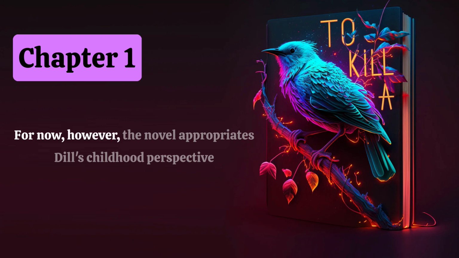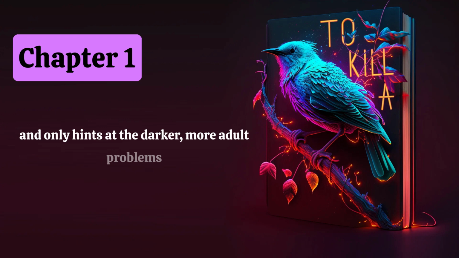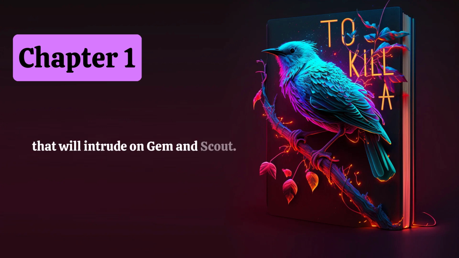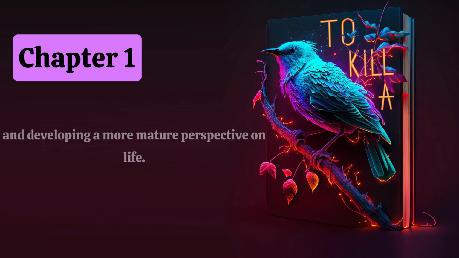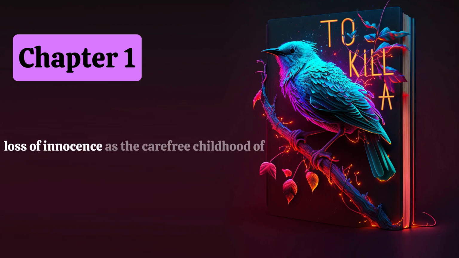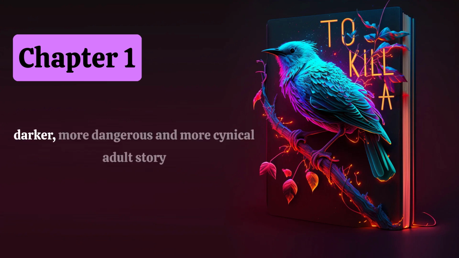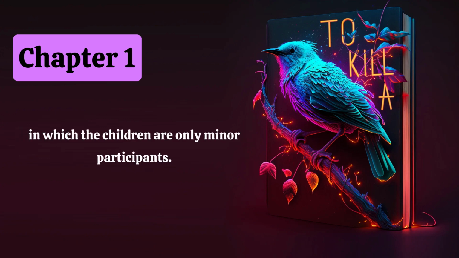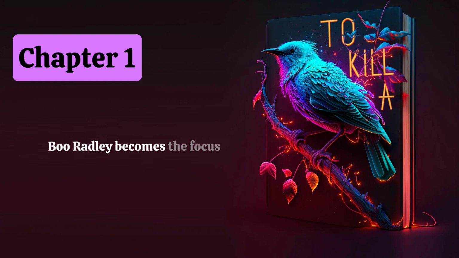For now, however, the novel appropriates Dill's childhood perspective and only hints at the darker, more adult problems that will intrude on Jem and Scout. One of the central themes of To Kill a Mockingbird is the process of growing up and developing a more mature perspective on life. Correspondingly, the narrative gradually comes to mirror a loss of innocence, as the carefree childhood of this first chapter is slowly replaced by a darker, more dangerous, and more cynical adult story in which the children are only minor participants.